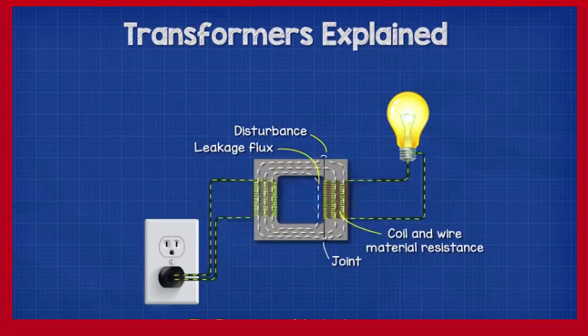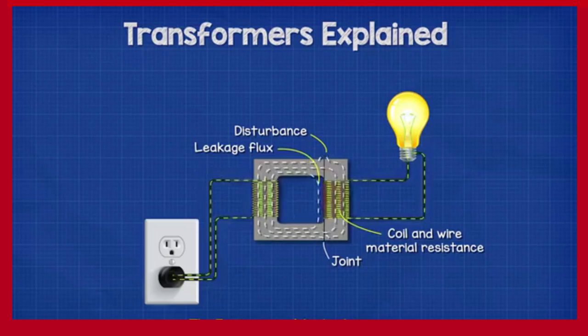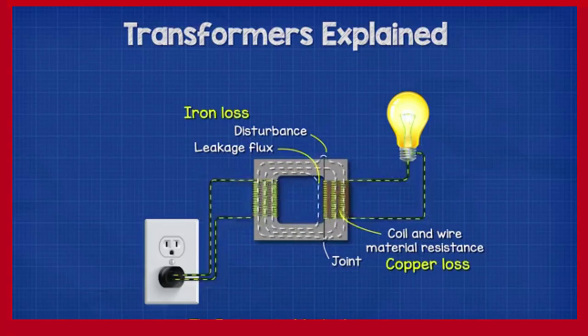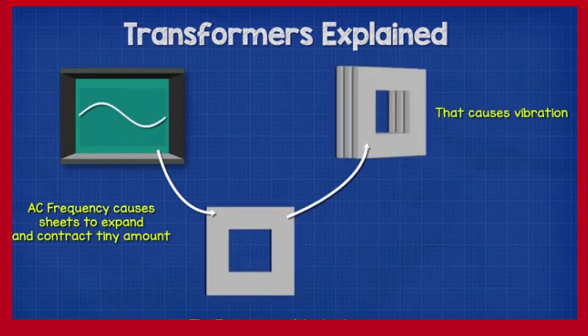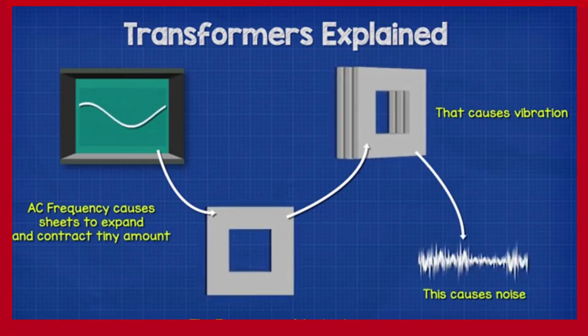We also lose energy in the wire and the coils because they will always have some resistance and this generates heat. So in a transformer, we have copper losses as well as iron losses. The alternating current causes the sheets to expand and contract tiny, tiny amounts, which causes vibrations between the sheets, and this is why we get that humming sound.